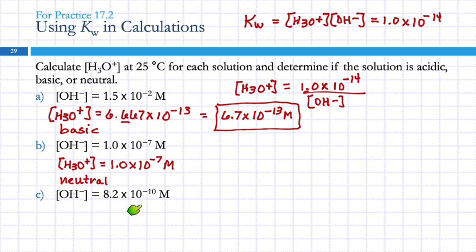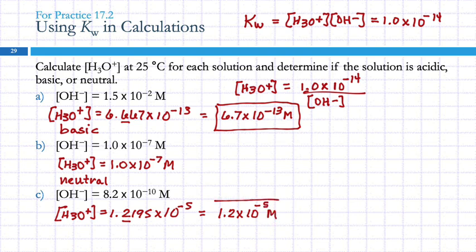And then this one. Again, we're going to use this equation. I'm going to take 1 times 10 to the minus 14 and divide by 8.2 times 10 to the minus 10, getting 1.2195 times 10 to the minus 5. I'm just following my own advice: when I get a calculated number, I'm going to write it down with at least two extra digits, and then I'm going to round it. So we'll call this 1.2 times 10 to the minus 5 molar. Acidic, basic, or neutral? Acidic.